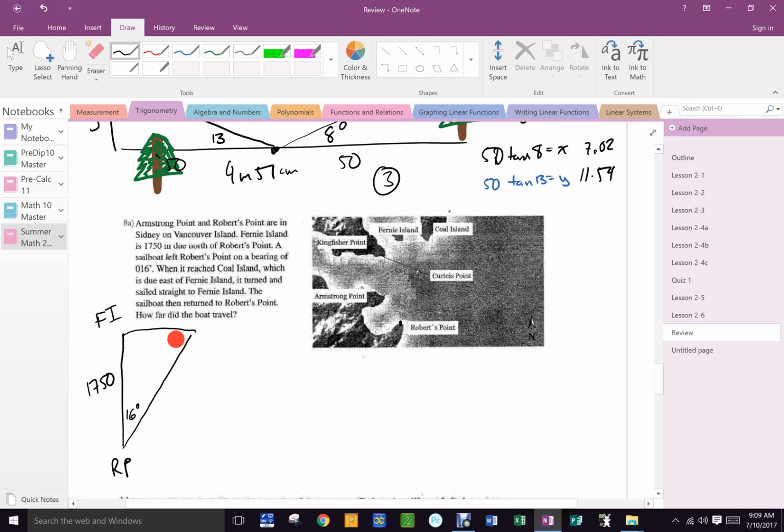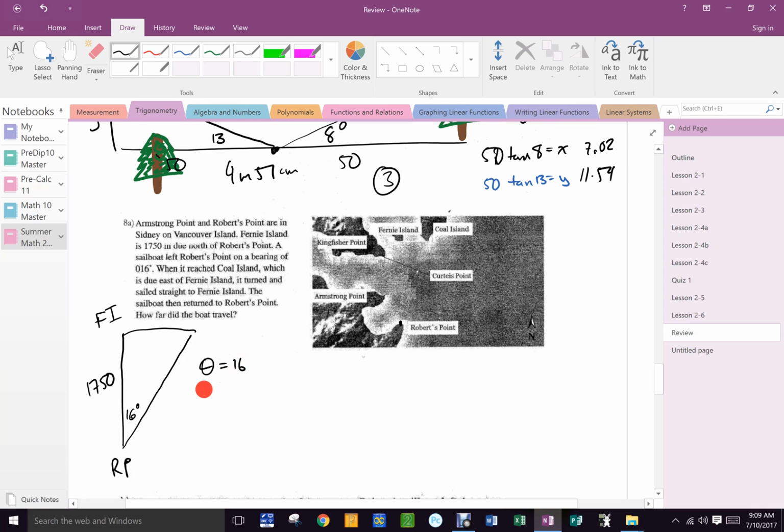How far did the boat travel? So I've got to find all 3 sides, don't I? Is there a right way to do it? There are right things to do, but is there a right order to do them in? No. So I don't really care if you don't write down exactly what I write down. Are you going to lose any marks? No. If you have the right answers, do you get the full 3 marks? Of course you do. Here's what I would do.